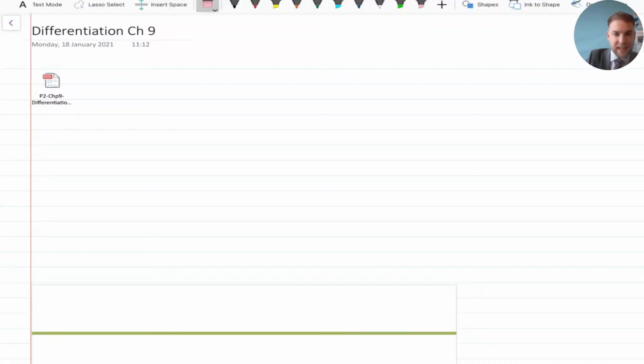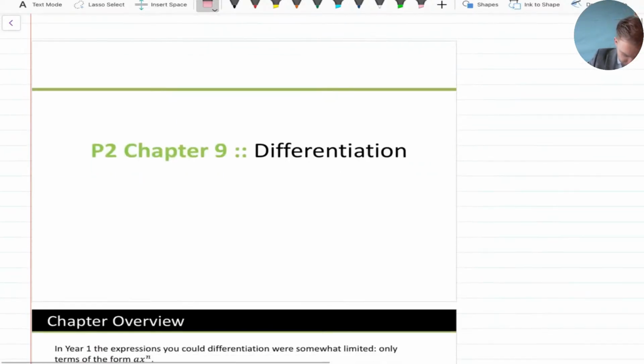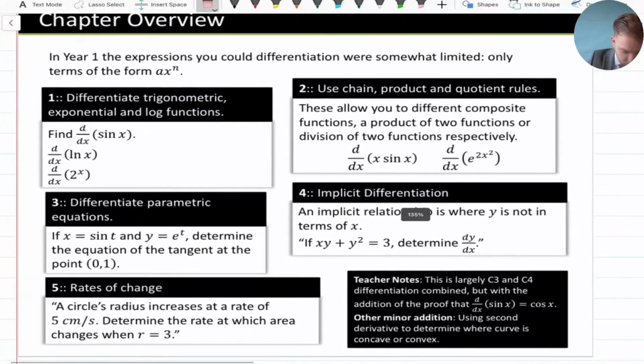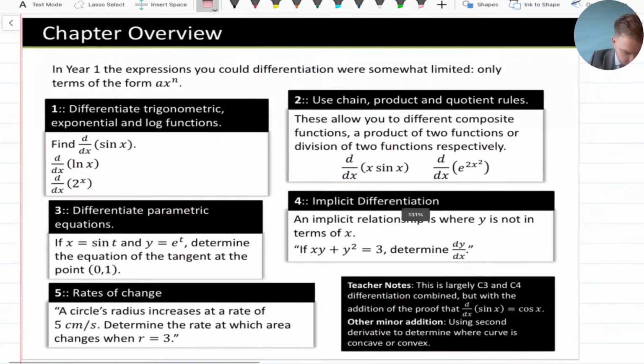So we're looking today at Year 2, Chapter 9, of A-Level Maths, Differentiation. So there's a few things that we need to go through. Let's have a look at what we are going to be doing.